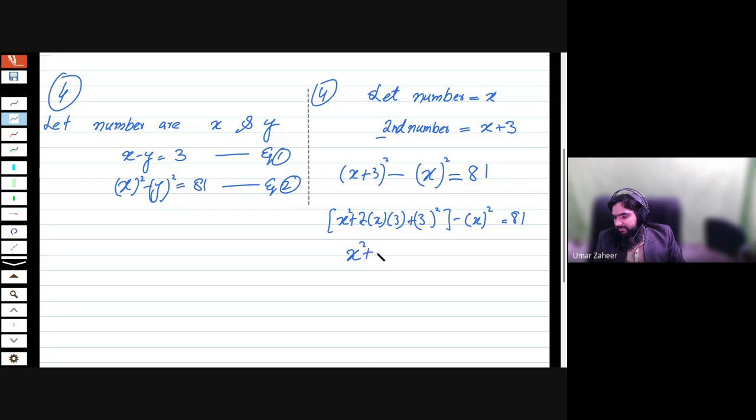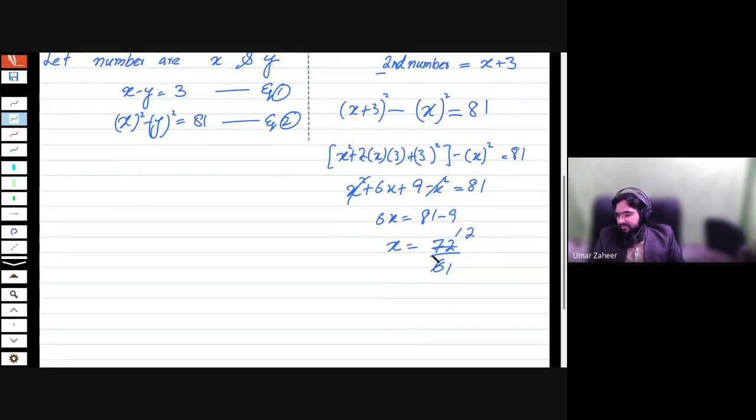It will be x squared plus 6x plus 9 minus x squared is equal to 81. It will be cancelled out. It will be 6x is equal to 81 minus 9. So x is equal to 81 minus 9, which will be 72. So 72 divided by 6. 6 times 1 is 6, 6 times 2 is 12. So you will get the one number, that will be 12.